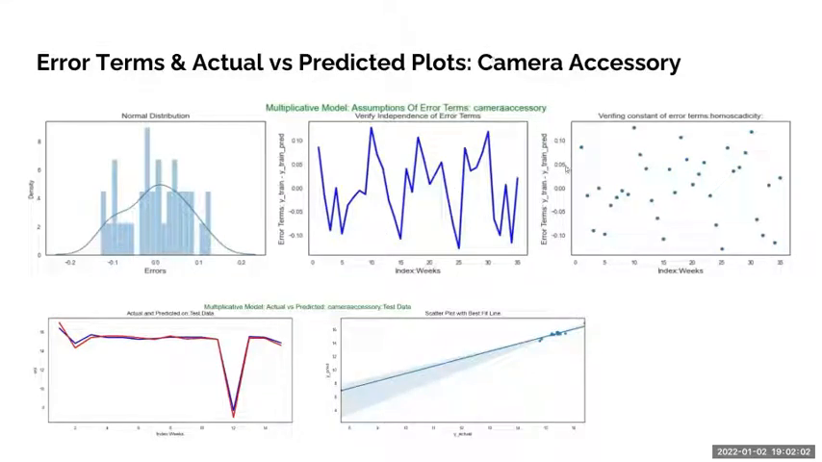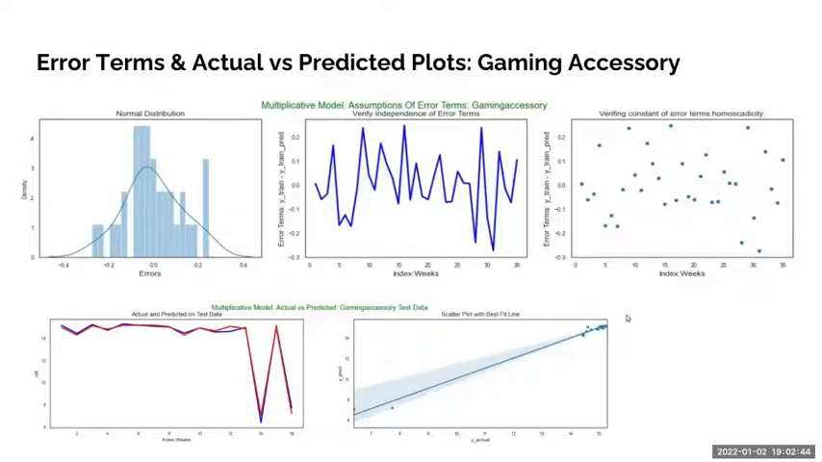This is for camera accessory. The first three plots are on our train data, where the residual is actual train minus predicted train, and Y is the dependent variable. The next two plots, below, are on test data, testing your model with actual and predicted on test data. The blue is your actual and the red is your predicted. You can see more or less the model is predicting well, and then your best fit line, the linear regression curve. So the model is doing pretty good here in camera accessory.